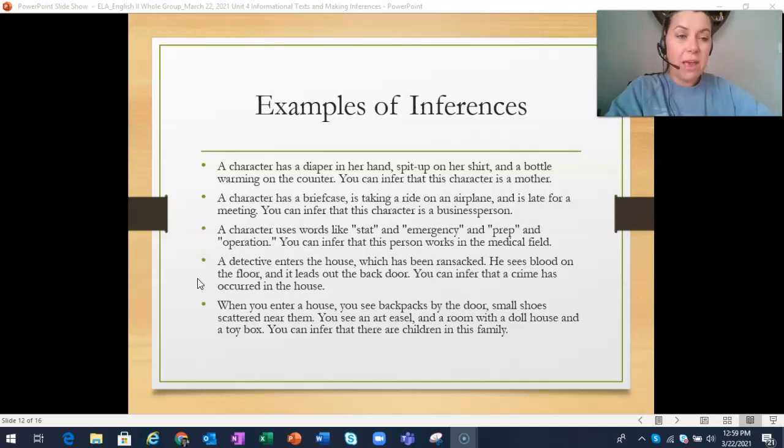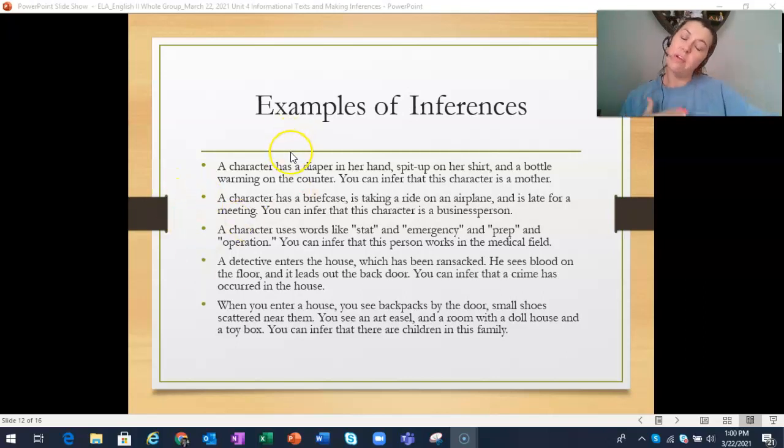Lastly, if we enter a house and we see backpacks by the door, some small shoes scattered near those backpacks, an art easel, a room with a dollhouse and a toy box, what might we infer about that? Well, we can infer that somebody in that house is a child, right? There are children in that family because all the details around us lead to that conclusion, even if the text never explicitly states it. So that's what we're talking about with inferences.